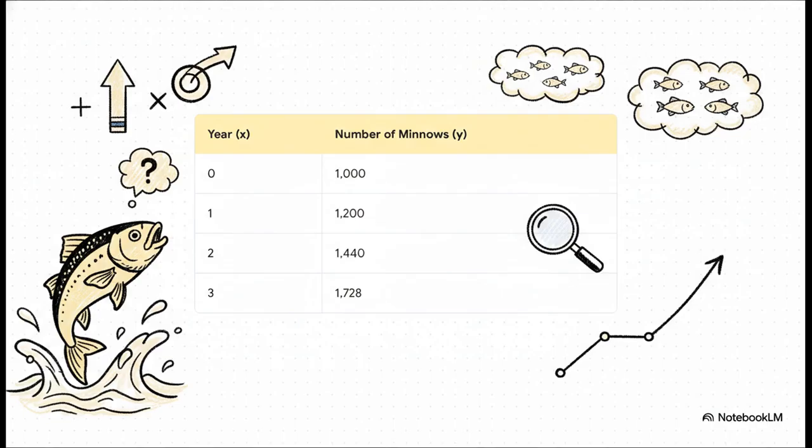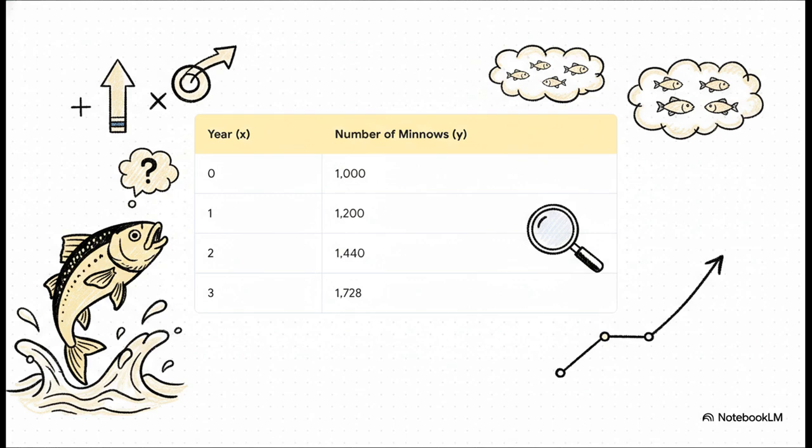Okay, so check out this data for a minnow population in a pond. It starts at 1,000. Then, a year later, boom, it's at 1,200. Now your first thought might be, oh, that's easy. They're just adding 200 minnows. But hold on, look at year 2. It's 1,440. That's a jump of 240, not 200.